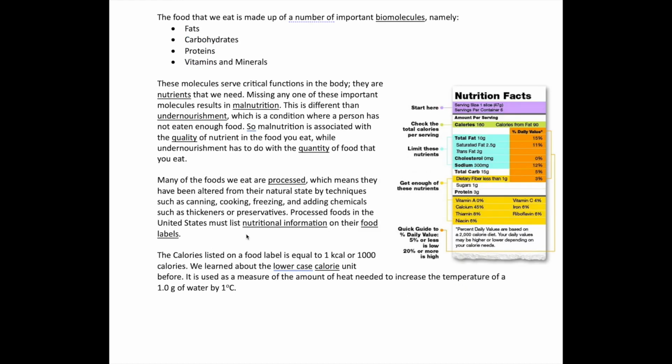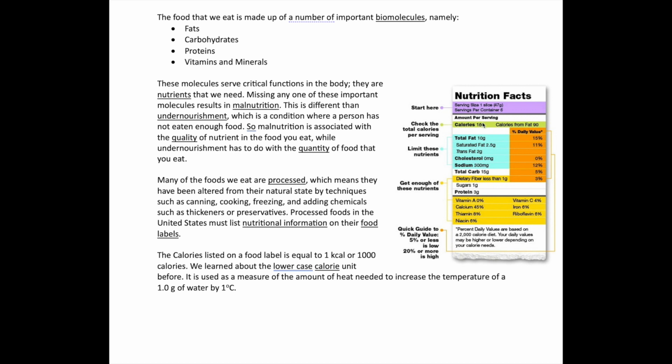A lot of the food that we eat, especially in the United States, are processed, which means that they've been changed from their natural state by one of the following techniques, such as canning, freezing, or adding some kind of chemicals. That's the main one that's a problem, such as some kind of thickeners or preservatives. In the United States, processed foods must list their nutritional information on their food labels. It shows you at the beginning the serving size and how many servings there are for that particular food. So in this case, if it's one slice, then there's 6 slices in there, if there's 6 servings.